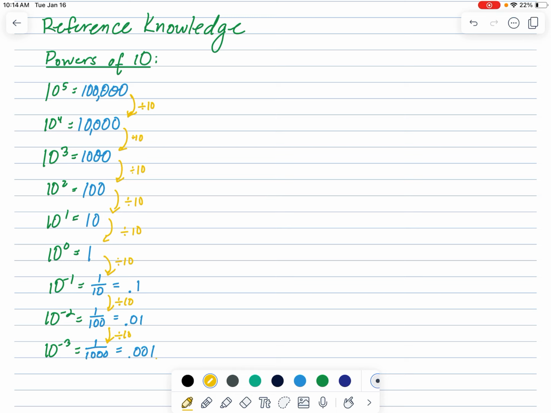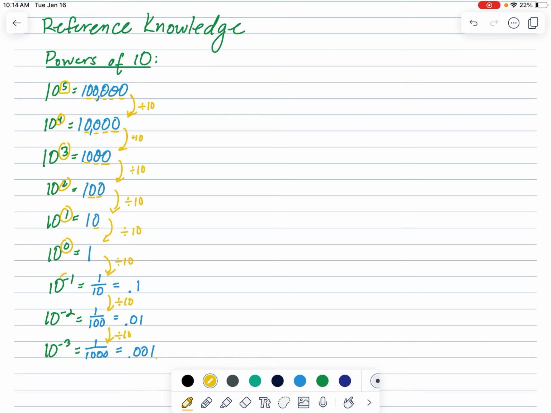And one more thing I want to point out here is how the power itself relates to the number of decimal places. Starting here, the 5, we have 5 decimal places beyond the 1. So we have 5 zeros in that case. Here, 10 to the 4th power gives us 4 zeros, or 4 decimal places past 1. 10 to the 3rd power gives us 3 zeros, or 3 decimal places. 10 to the 2nd gives us 2. 10 to the 1st gives us 1. 10 to the 0 gives us none.